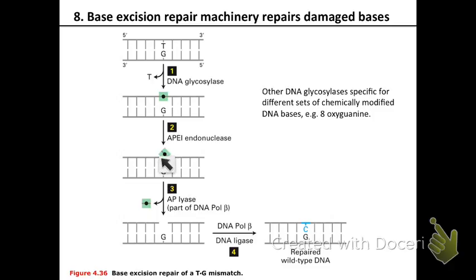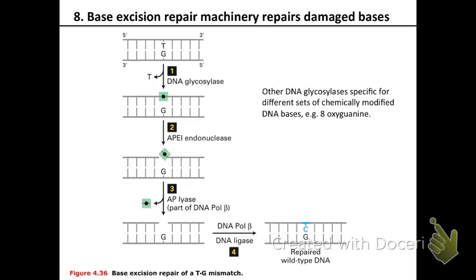It cuts one side of the sugar phosphate backbone, and another protein called AP lyase is going to remove this completely. So what you're going to have is a single nucleotide that's missing in the double-stranded DNA. That single nucleotide that's missing gets filled in by a special DNA polymerase called DNA polymerase beta that fills up this gap, and the phosphate backbone is ligated by the DNA ligase, and so this wild-type DNA information is restored because DNA pol beta is always going to insert a C. Does that answer your question?